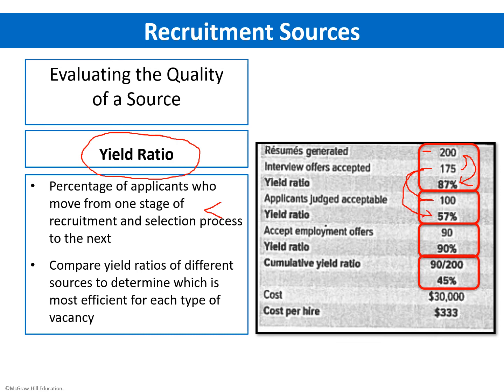Okay, now in the next stage, we had 90 who accepted employment offers. Okay, and that's 90 out of the 100 who were judged acceptable previously. So if we divide 90 by 100, that gives us a yield ratio at that stage of 90%. Okay, and if we want to look at our cumulative yield ratio, what we're going to do is take that 90, which is how many accepted employment offers we had, and divide that 90 by 200, which is our resumes generated in the very beginning, and we're going to see that we have a cumulative yield ratio of 45% in this example.